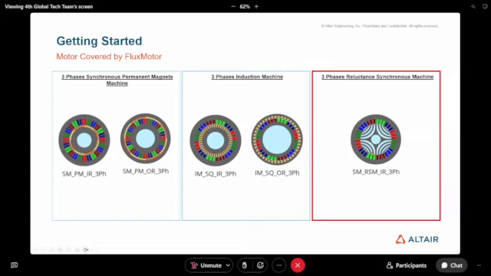Then, what about Flux Motor? Flux Motor covers for the moment three technologies of motors: permanent magnet machine, inner rotor, outer rotor; induction machine, inner rotor, outer rotor; and then synchronous reluctance machine, inner rotor only, because they are the most used ones. We haven't seen a lot of them as outer rotor. It can be possible anyway. And in Flux Motor, so far, all the machines we have are three phase.